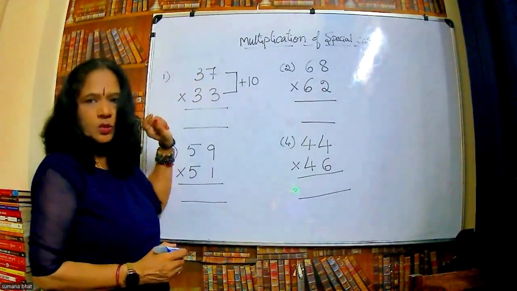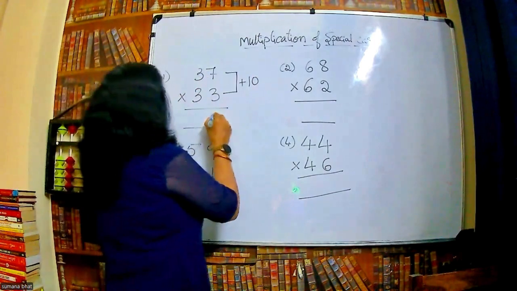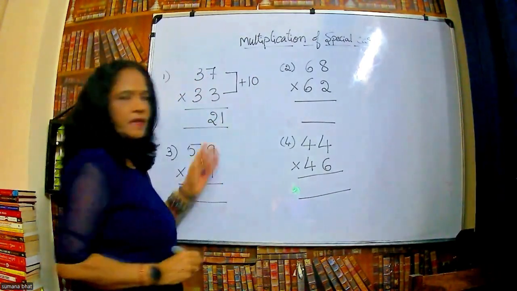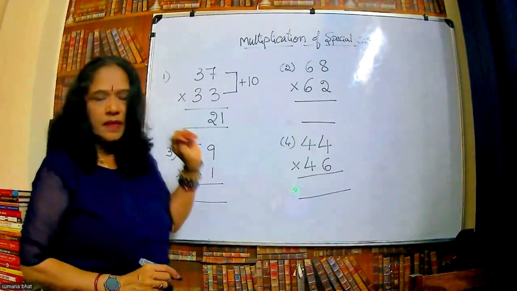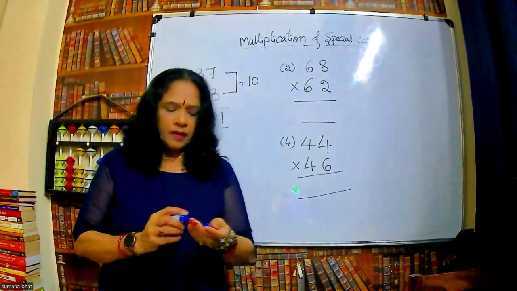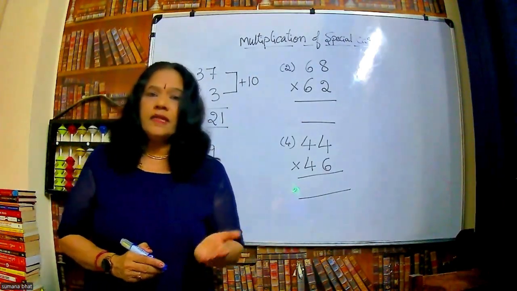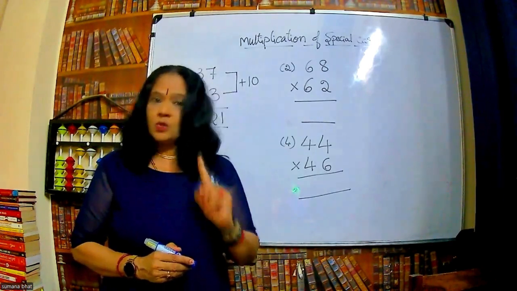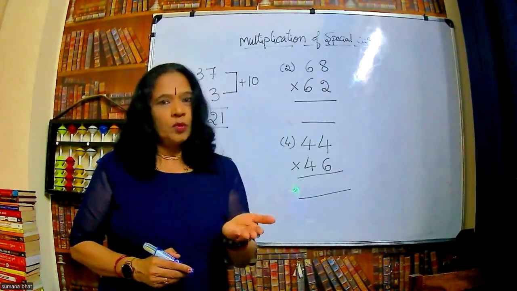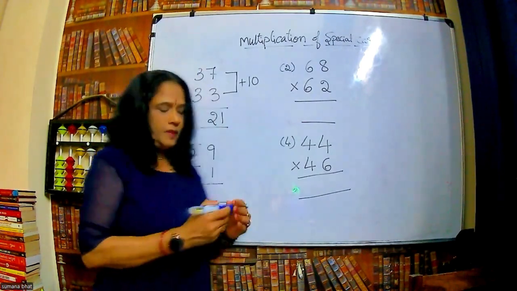Just multiply these two numbers. 7 into 3, 7 3s are 21. Write 21 as it is. And then see 3 and 3. Same numbers are there. Here we are going to use one more Vedic mathematics sutra called Ek Adikena Purvena. Eka means one. Adika means more. Purvena, previous. So one more than the previous.